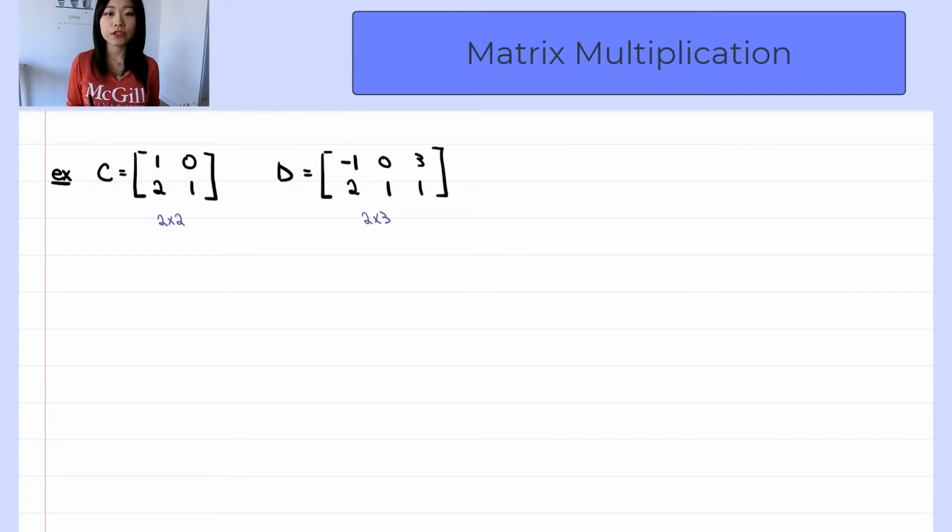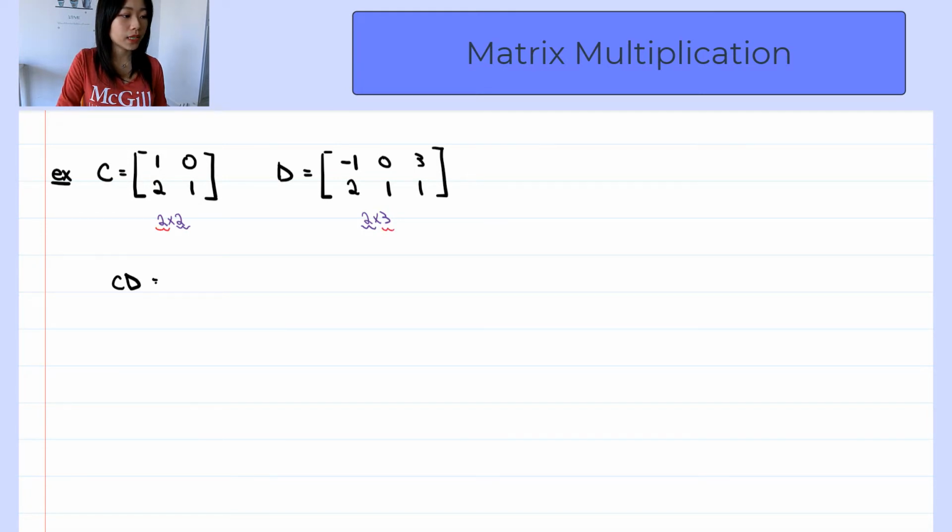But the condition to do matrix multiplication is that the first matrix's number of columns equals the number of rows of the second matrix. So here the only possibility is to do C times D, since C has 2 columns and D has 2 rows. So the resultant matrix will have size of 2 by 3.